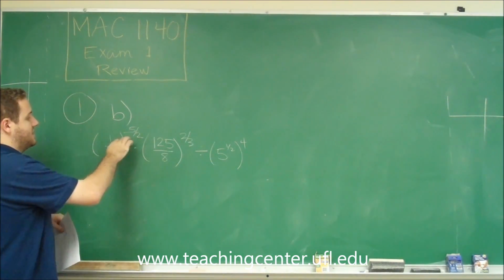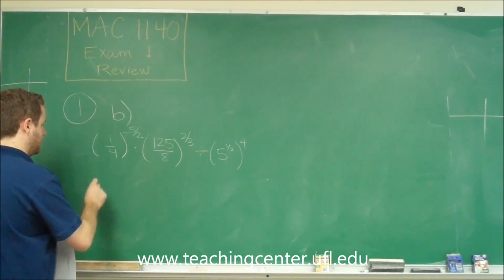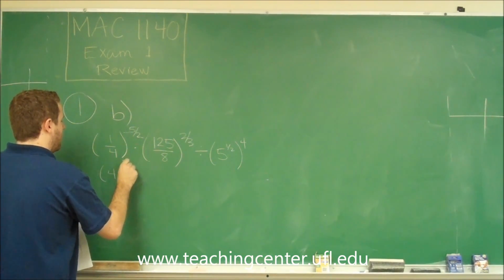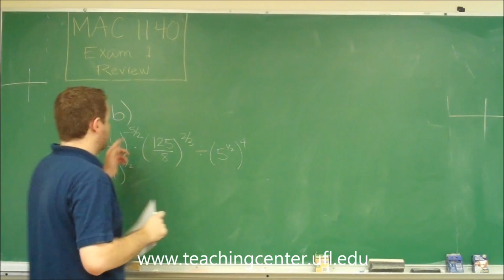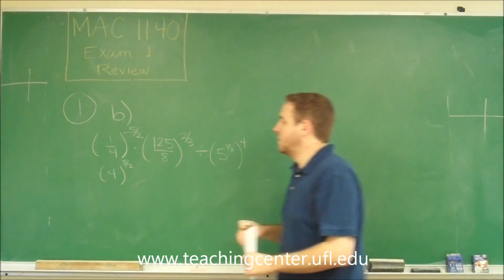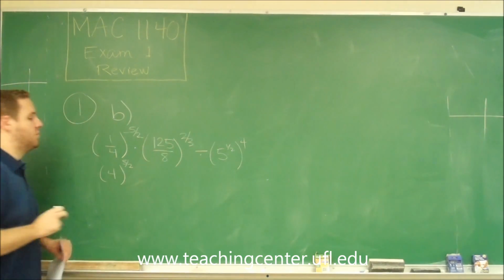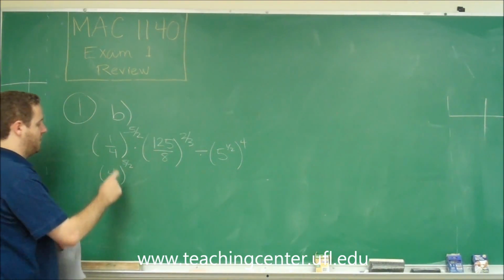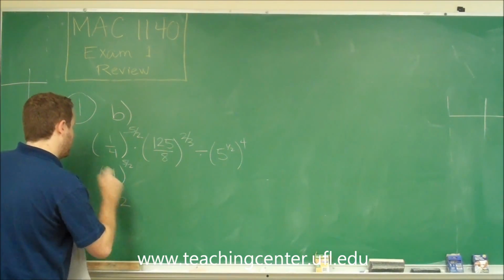Well, actually first, since it's a negative power, we want to flip our fraction. So really, this is like 4 to the 5/2. Because remember that a negative power just means you do the reciprocal. So now we want to do the root first. The square root of 4 is 2, and then 2 to the 5th power is 32.